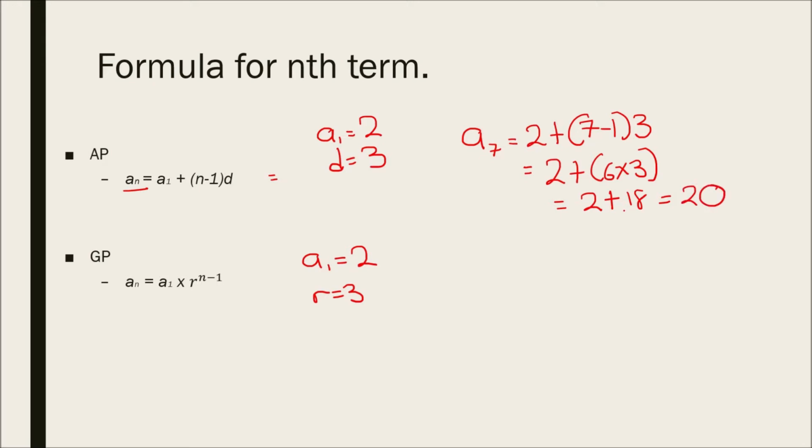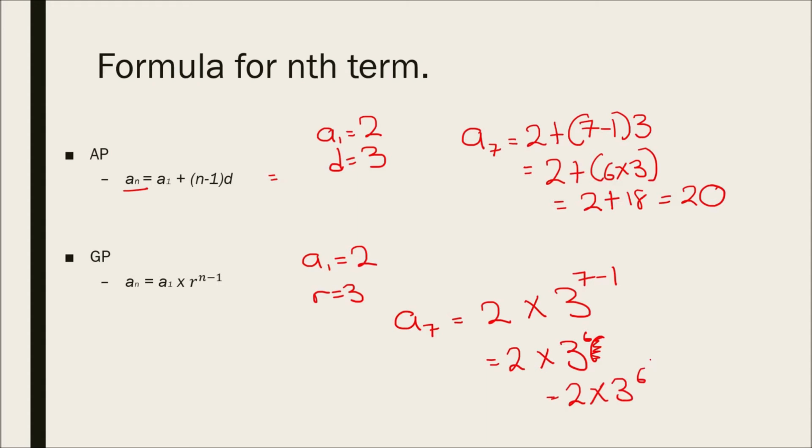Our a7 is 20. How about here in the geometric sequence? What's our seventh term? a1, that's 2, times our r, which is 3, to the power 7 minus 1. That's 2 times 3 to the power 6. Now what is 3 to the power of 6? It should be 729. So we have 2 times 729.